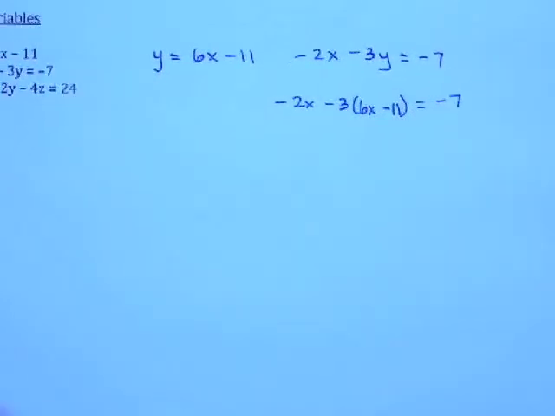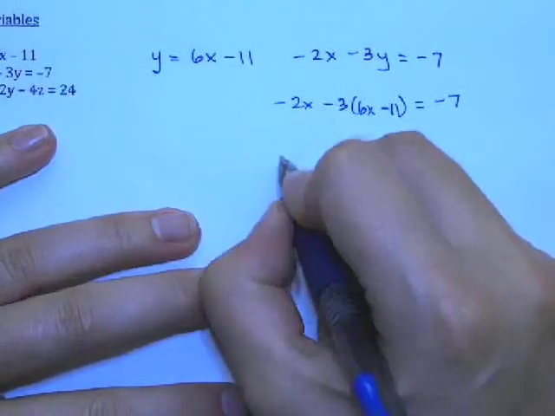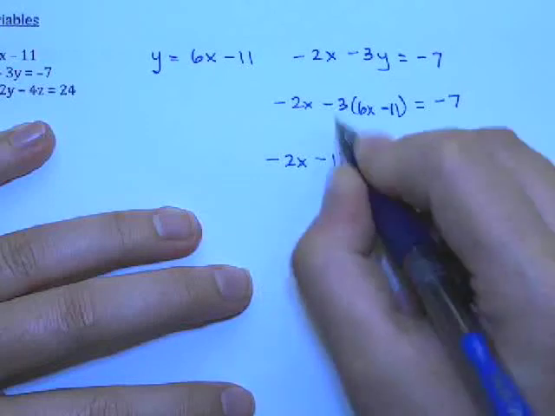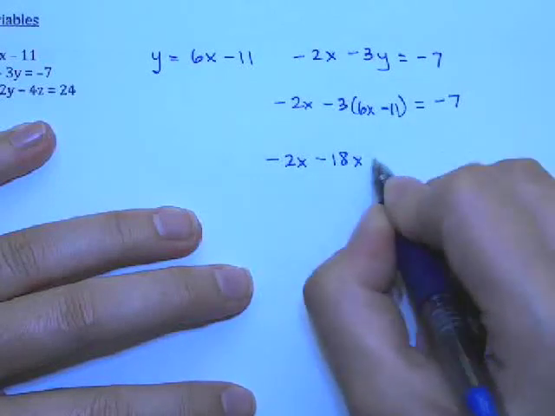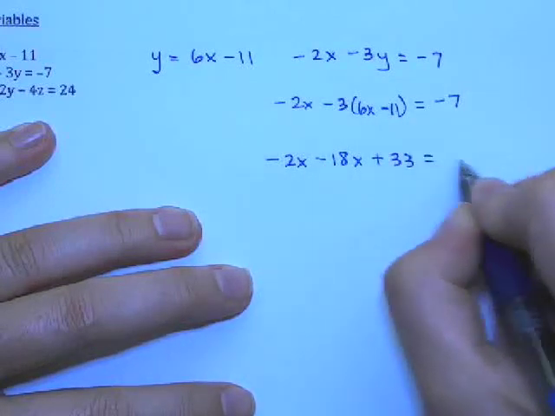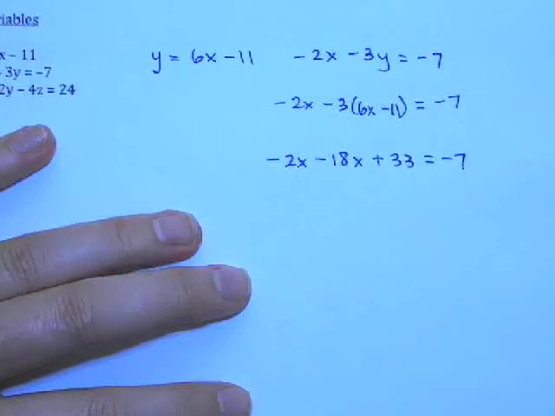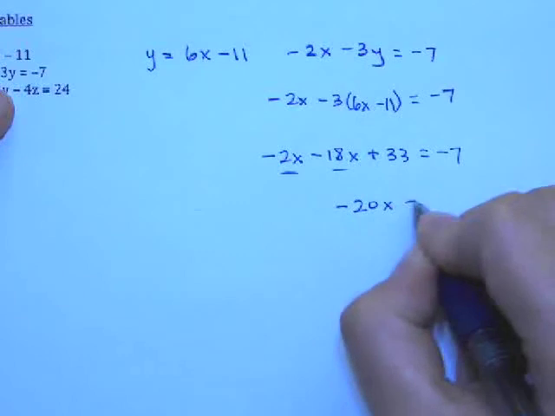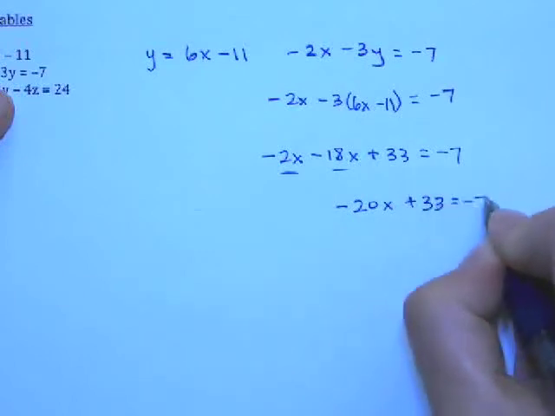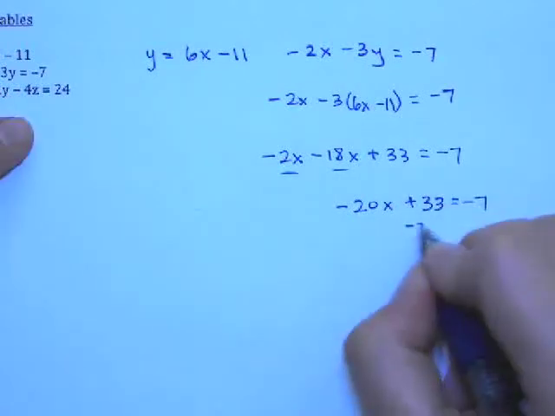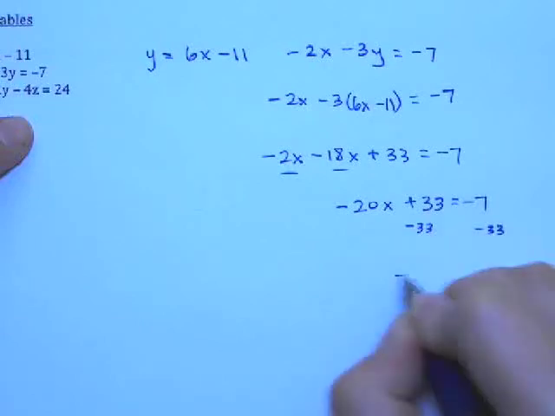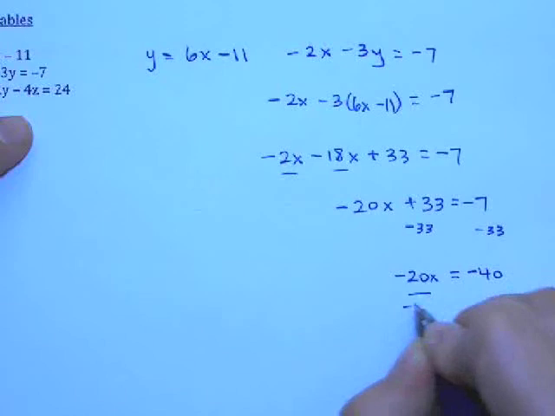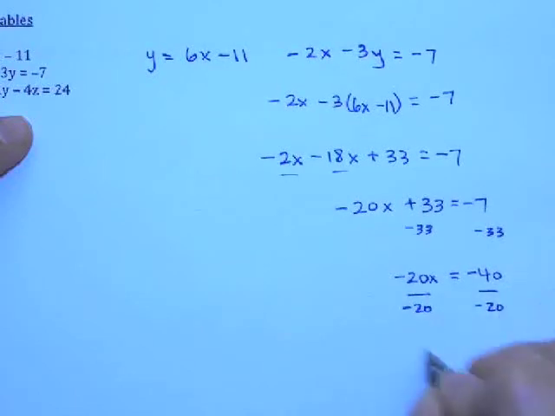Now I see I'm going to have to distribute. I've got this negative 3 outside the parentheses, so this becomes negative 2x minus 18x, okay, when I distribute. Negative 3 times negative 11 is positive 33 equals negative 7. All right, I can combine like terms. So this is negative 20x plus 33 equals negative 7. Subtract 33 on each side. So negative 20x equals negative 40. Divide by negative 20. So x equals 2.